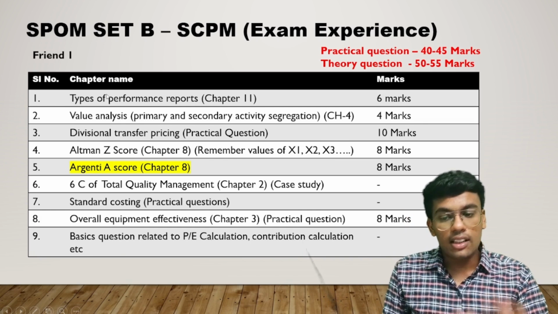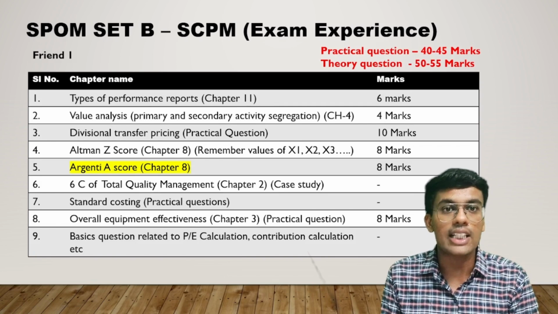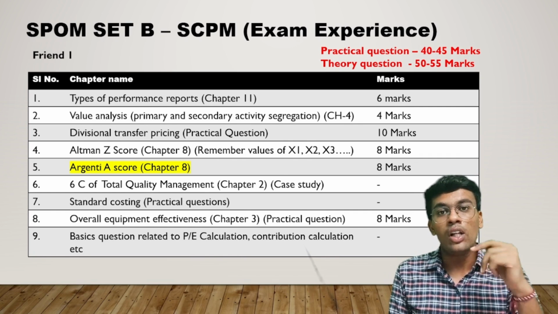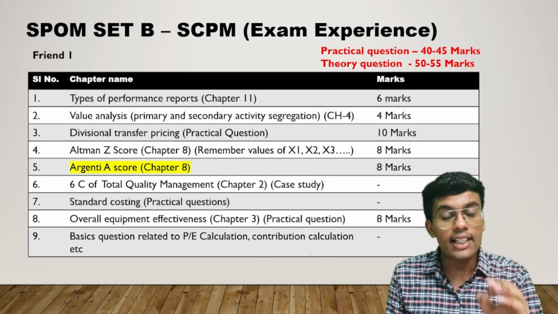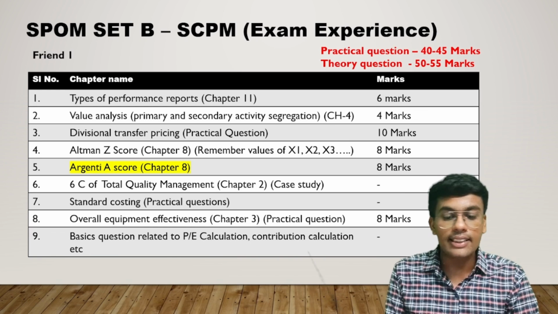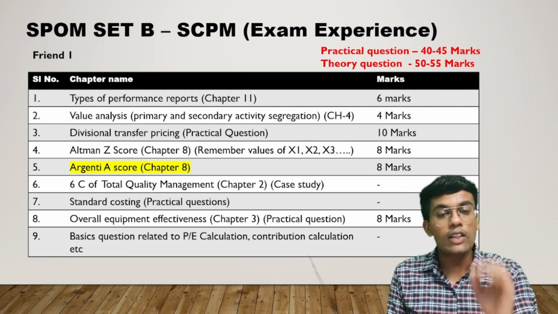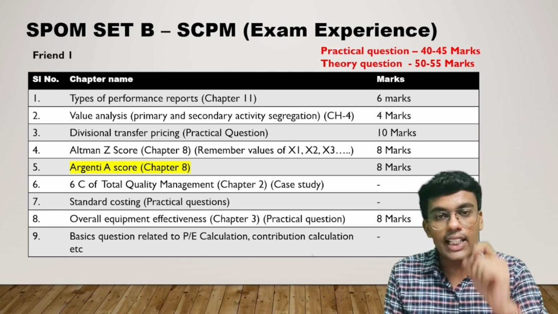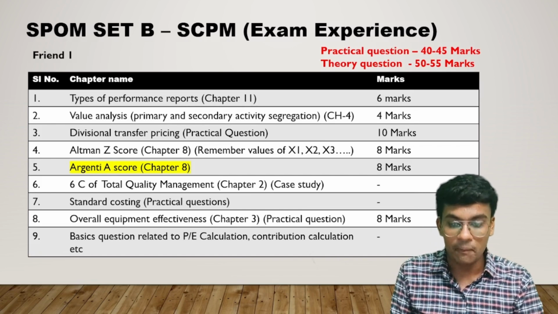Now the third type of question that I understood was from divisional transfer pricing, in which we had to identify at what price we are going to transfer the material to another division of the same company, and this was a practical question for 10 marks in the examination. Then Altman's Z-score, chapter number 8. He told me that he had to remember only the values of X1, X2, X3, and then apply the formula and find the values, and this was asked for 8 marks in his examination.